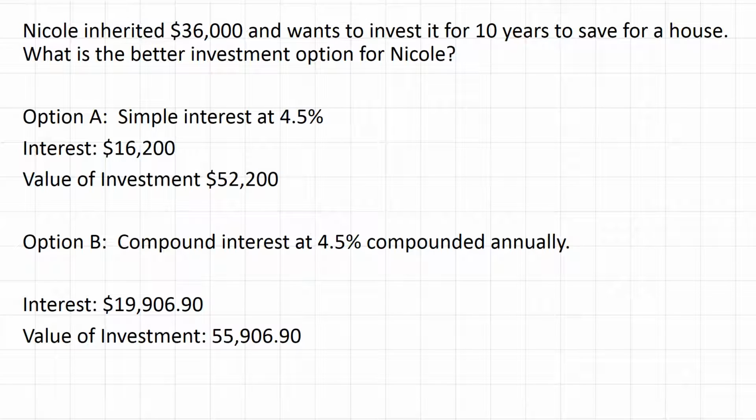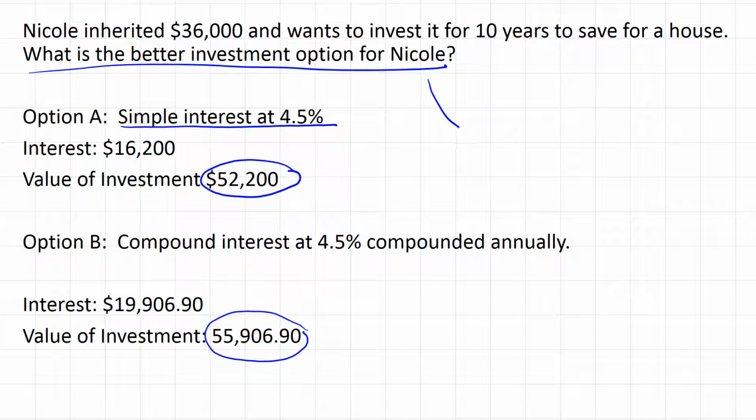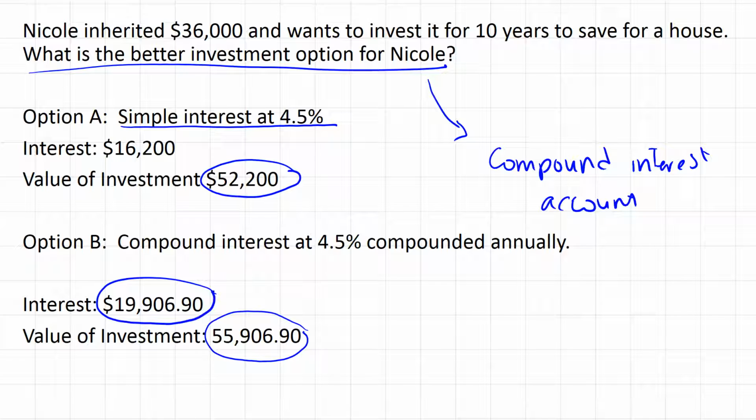So let's take a look again at those options and recap. For the simple interest, she made $52,000, or her value of investment is $53,000, and when she put it in a compound interest account, it's $55,000, or nearly $56,000. So what is the better investment option for Nicole? To put it in a compound interest account. And why? Because she's going to earn way more interest in a compound interest account.